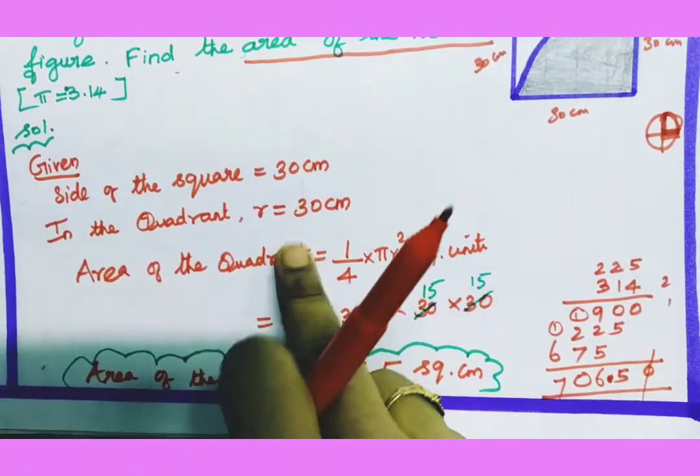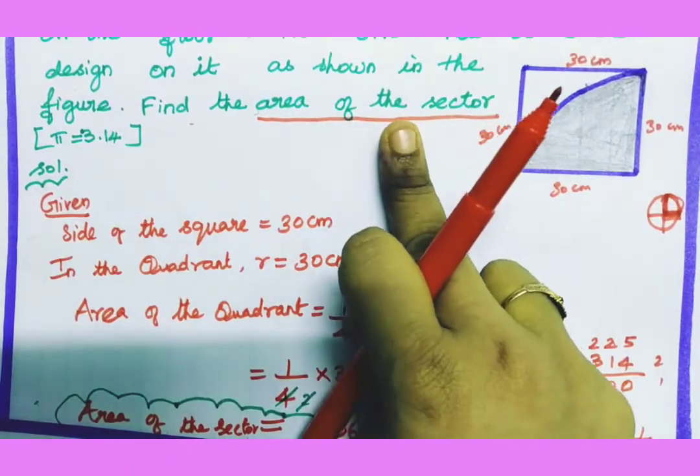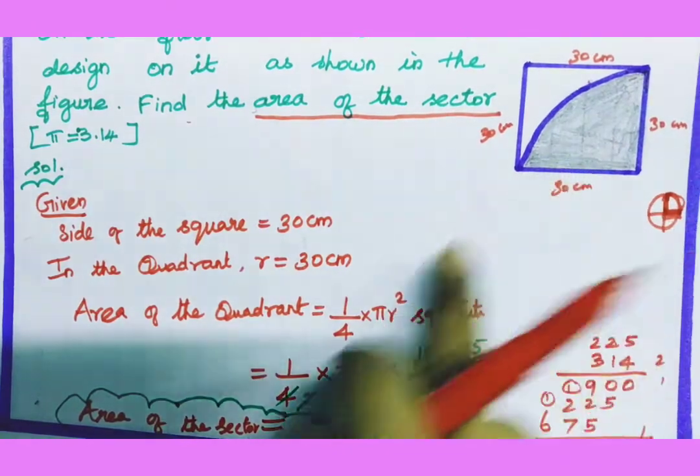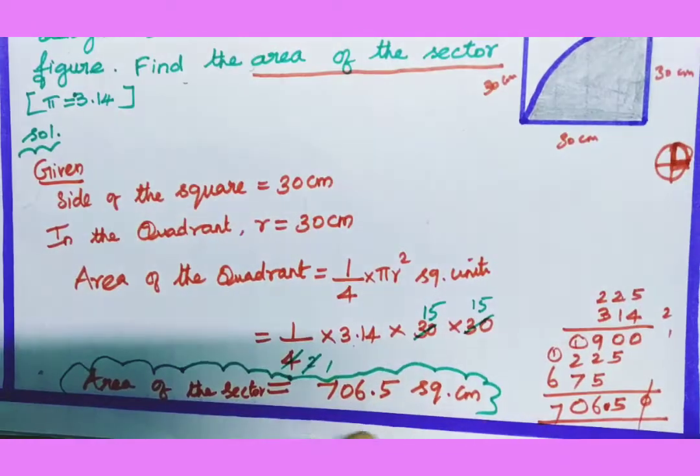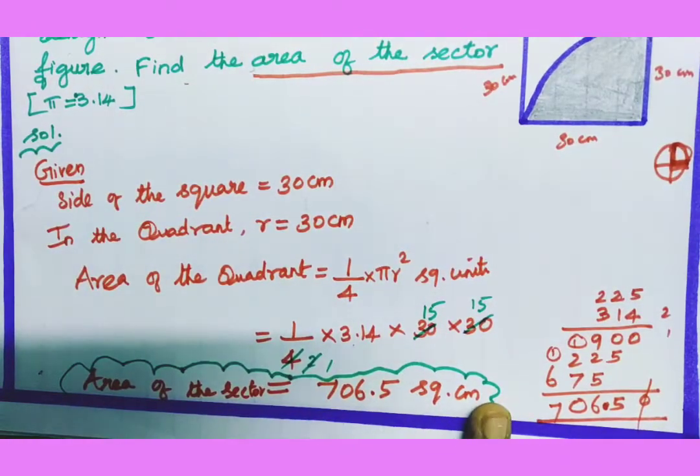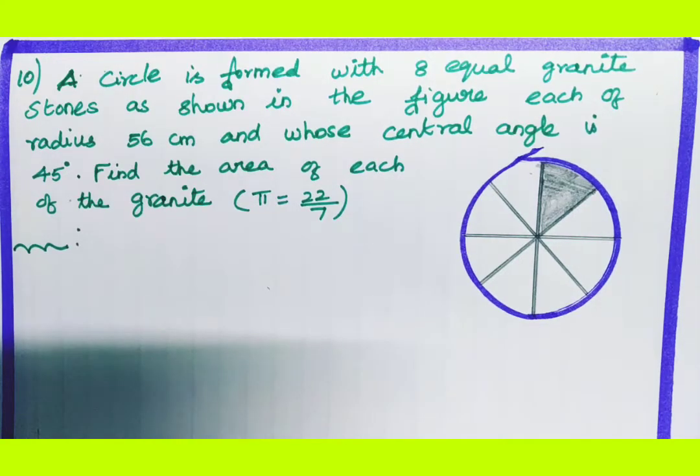Now area of the quadrant and area of the sector both are equal only. Okay. According to this question, the area of the sector for this is 706.5 square centimeter.